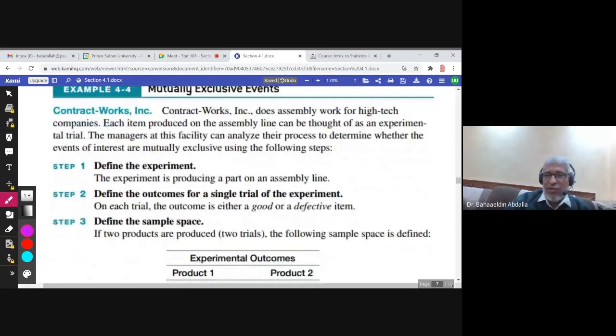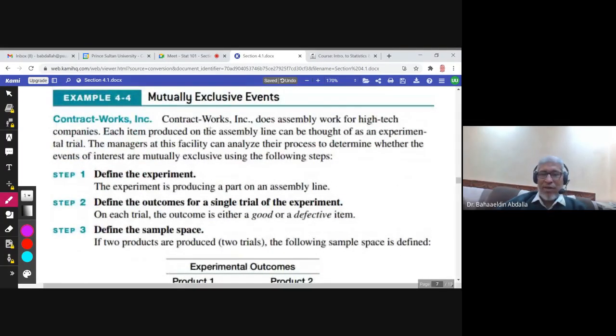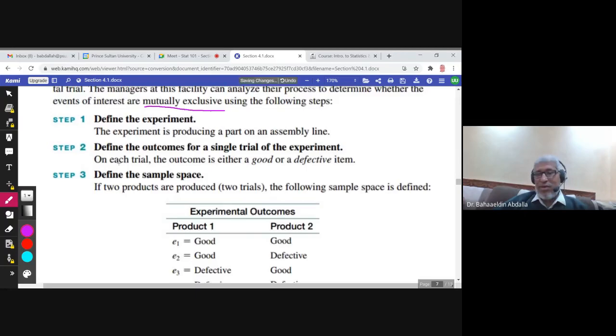Let us end with another example about mutually exclusive events. Contract Works does assembly work for high-tech companies. Each item produced on the assembly line can be thought of as an experimental trial. The managers at this facility can analyze their process to determine whether the events of interest are mutually exclusive. Okay. What is the experiment? Producing a part on an assembly line. What are the outcomes for a single trial? Well, when you produce a part, it could be good or defective.